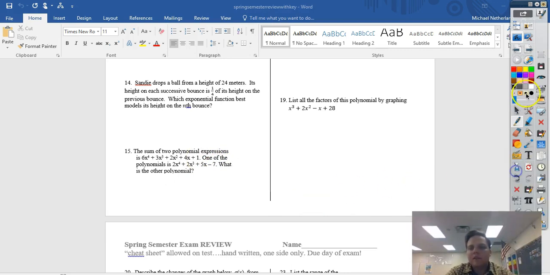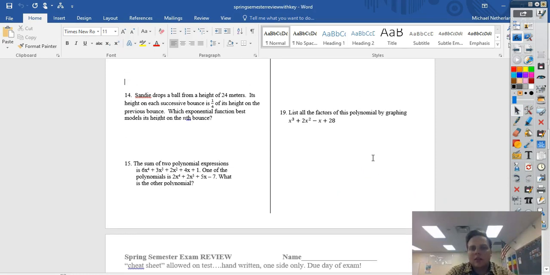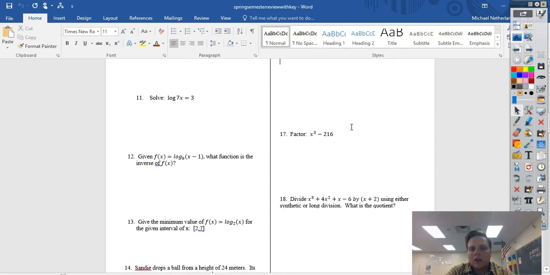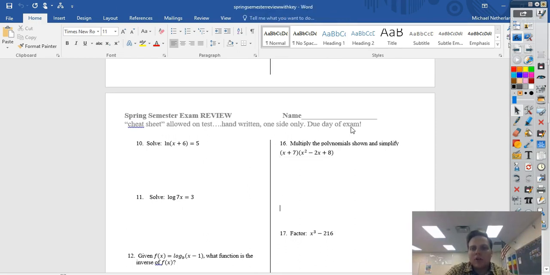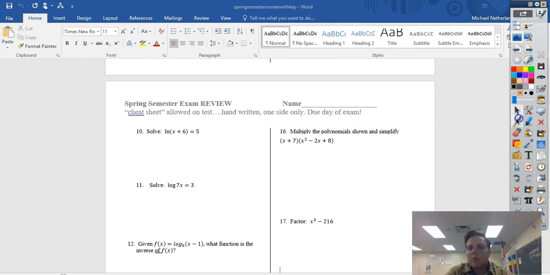All right. Moving on. Problem number 16. Multiply the polynomial shown and simplify. Okay. Remember, when we're multiplying, we do first times second, first times third, and so on. So x times x squared is x cubed. X times negative 2x is negative 2x squared. X times 8 is 8x. And then I do 7 times x squared, which is 7x squared. And then 7 times negative 2x, which is negative 14x. And then 7 times 8, which is 56.